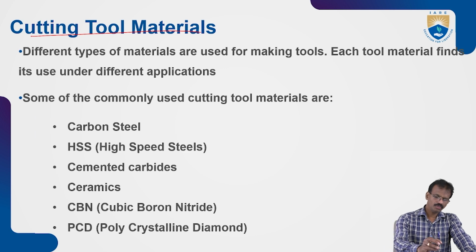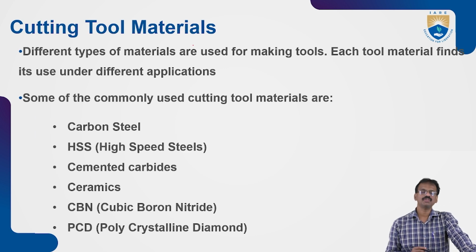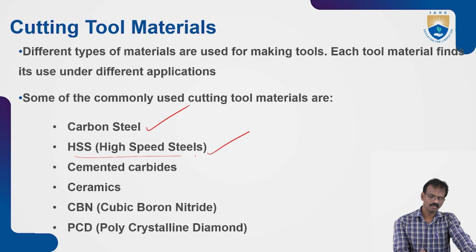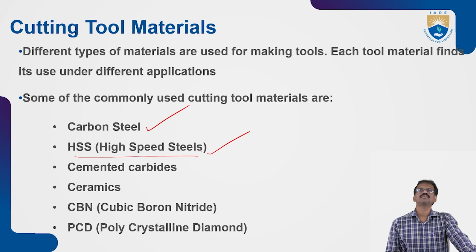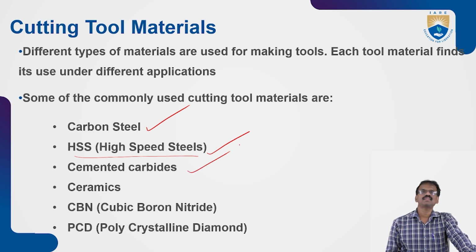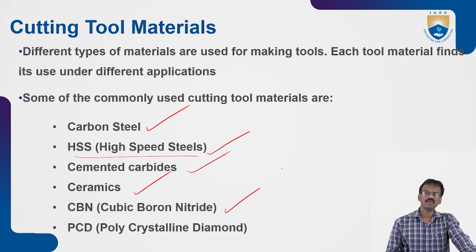So here we'll see different types of cutting tools. The first one is carbon steel materials, low carbon steel, high carbon steel. Next is high speed steel, HSS, a very common material for the manufacturing of tool materials or cutting tools. The next one is cemented carbides. Next, ceramic material for the manufacturing of tool material, it means ceramic cutting tools. Next is CBN, cubic boron nitride.